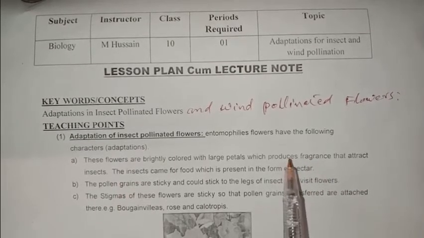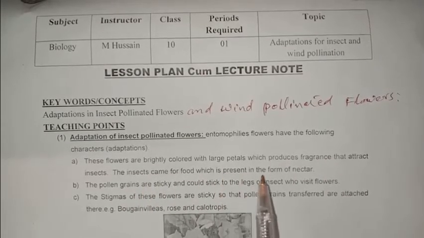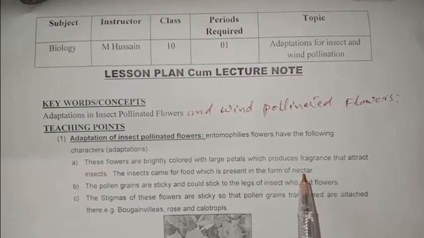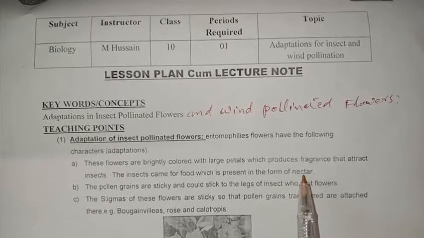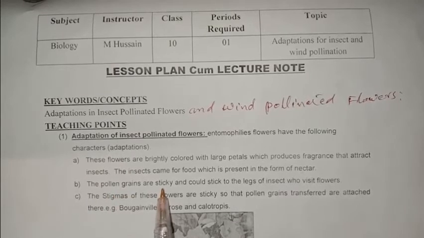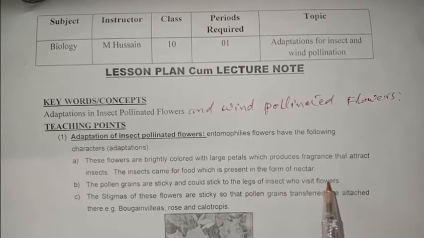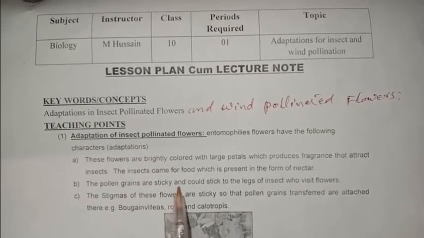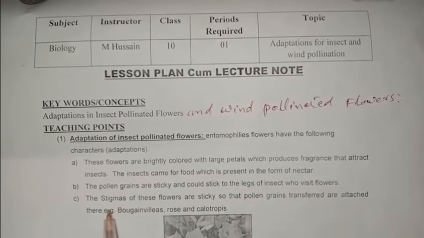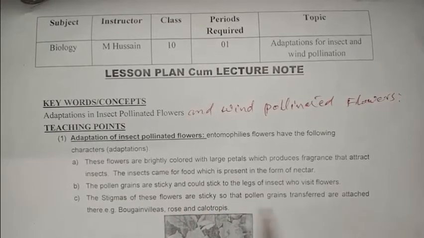So, due to the release of fragrant smell and large petals, the insects come for food which is present in the form of nectar. Nectar is the food present in the base of each petal, in the form of an oily liquid. The pollen grains are sticky and attach to the legs of insects that visit the flowers. The stigma of these flowers is sticky so that the pollen grains transferred are attached to it.